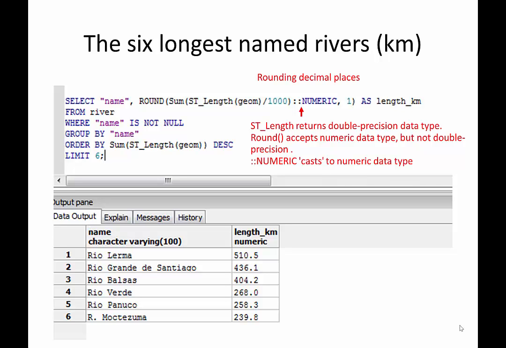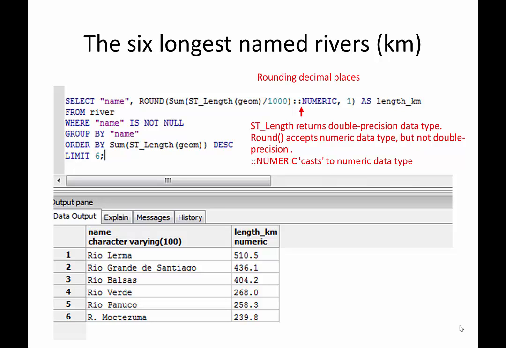I think we've met this problem already. It's called casting. It's basically converting one data type into another. Now, why do I have to do this? St length, you have to look at the parentheses of this, so st length goes from here to here. St length returns a double precision data type. Round only accepts numeric data type, but not double precision. Don't ask me why. It's the way of the world.